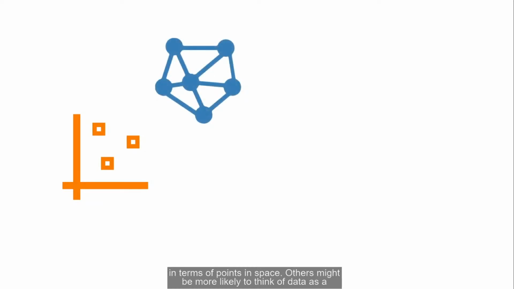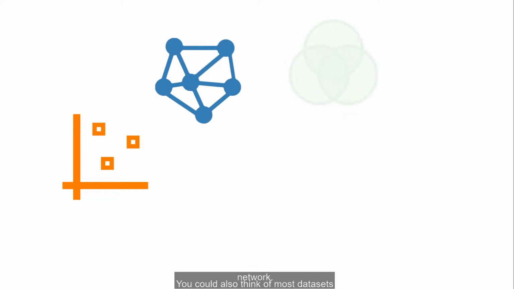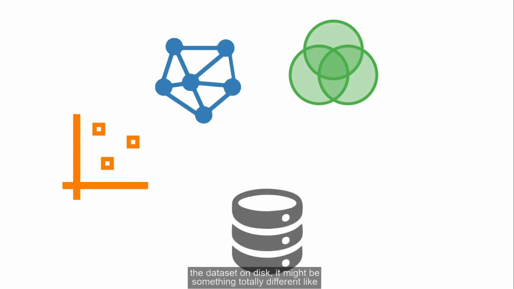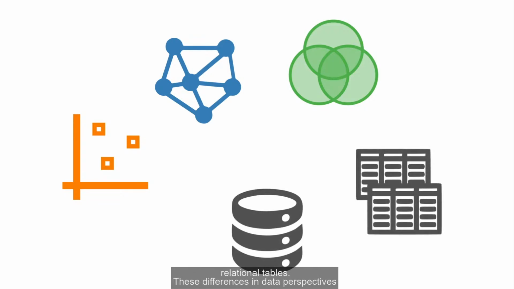The way that we think about data is really open-ended. If I gave the same data set to everybody watching this talk, we'd probably get a lot of different perspectives. Some of you might be more likely to think of the data in terms of points in space. Others might be more likely to think of data as a network. You could also think of most data sets in terms of set relationships. And no matter how you're thinking about the data set, on disk it might be something totally different like relational tables. These differences in data perspectives can matter a lot.